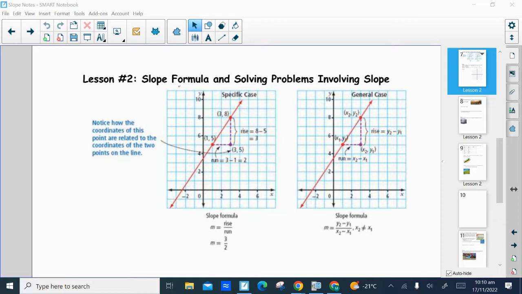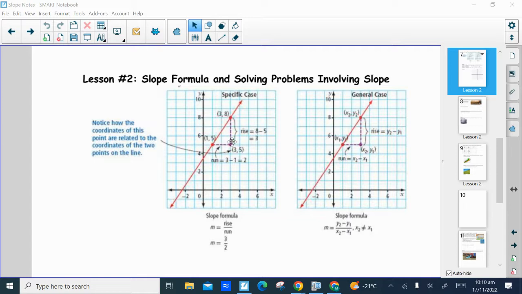Okay. So we saw that we can find the slope of a line if it's drawn on a graph by drawing a triangle, counting the rise and the run, and then using that to get the slope. I also talked yesterday that there is a formula that we can use to find the slope. So if we look at this example here, where we want to find the slope of the line passing through (1, 5) and (3, 8).